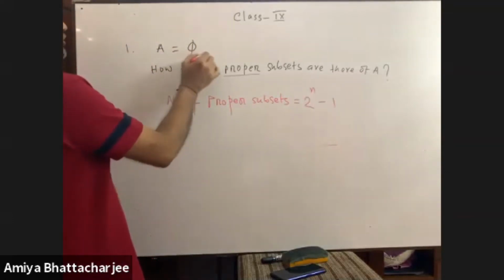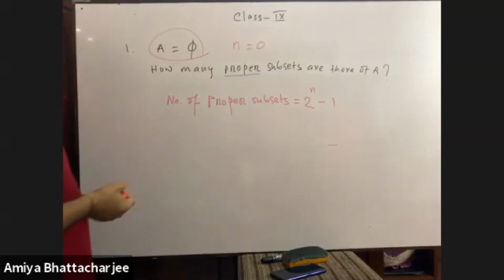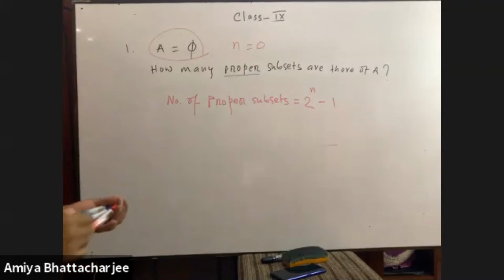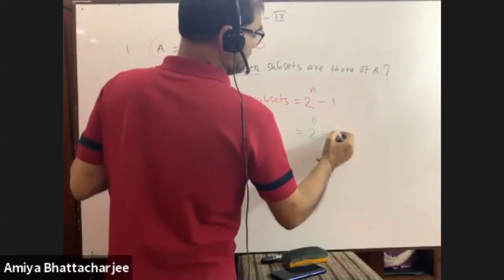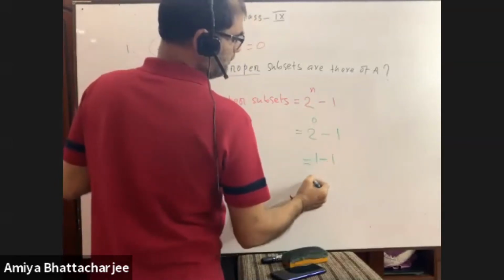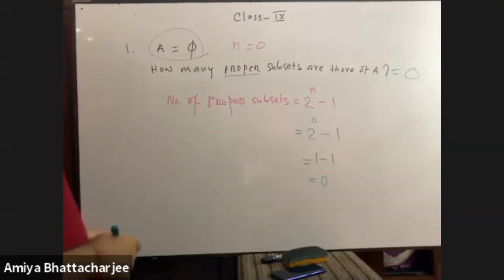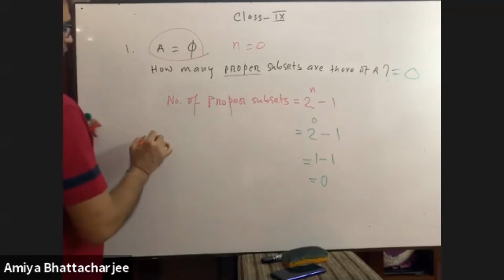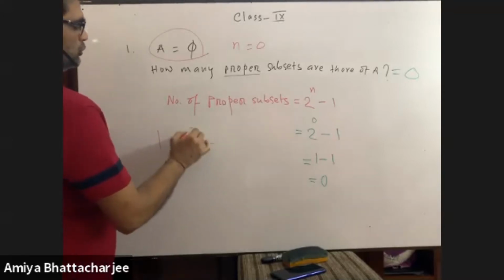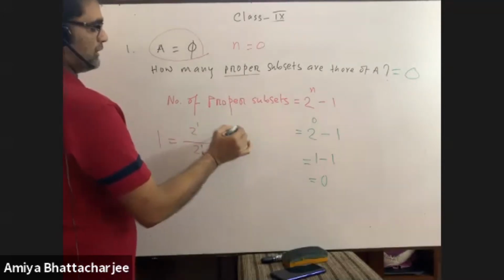Can you tell me what n equals here? 0. There is no element, right? So 2 to the power 0 minus 1 equals what? Something to the power 0 equals 1. So 1 minus 1 equals 0. 2 to the power 0 equals 1. Very good. 1 can be written as 2 by 2, which is 1; its power is 1 minus 1.